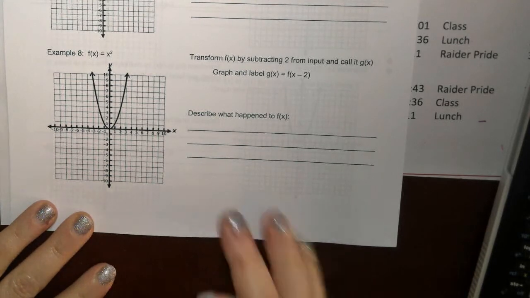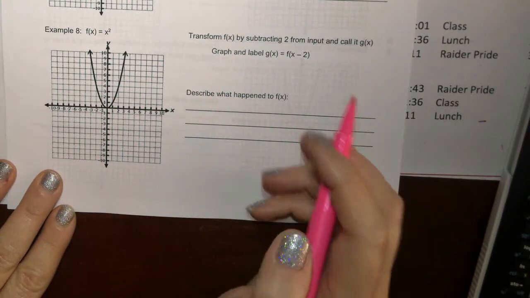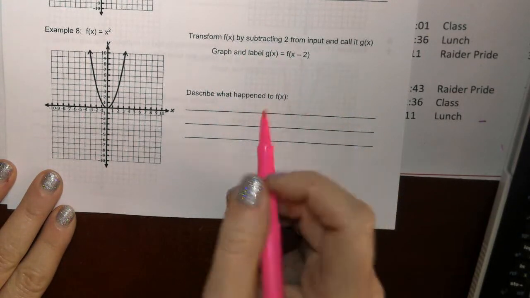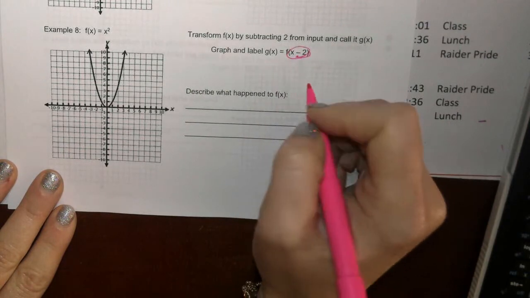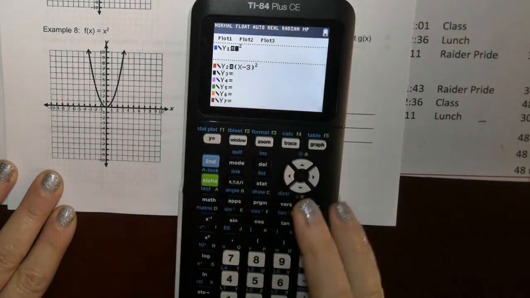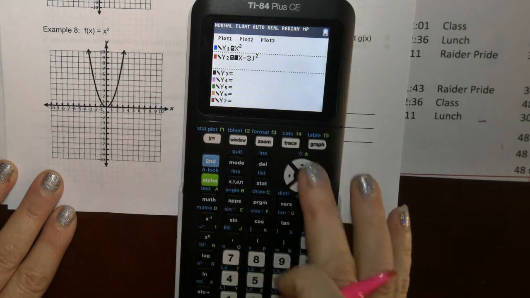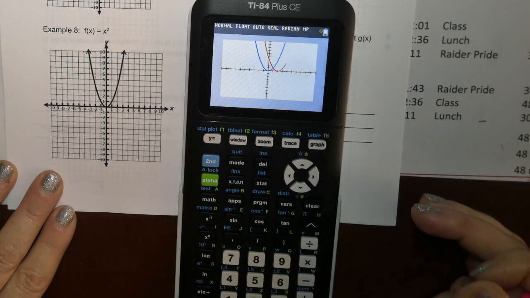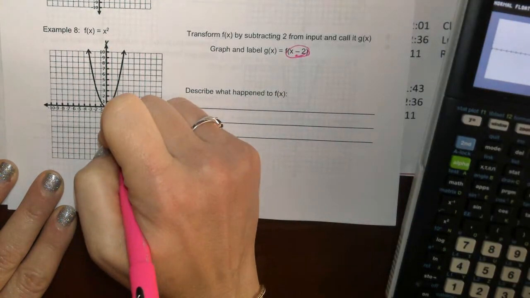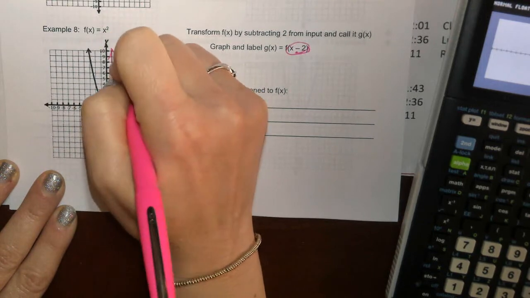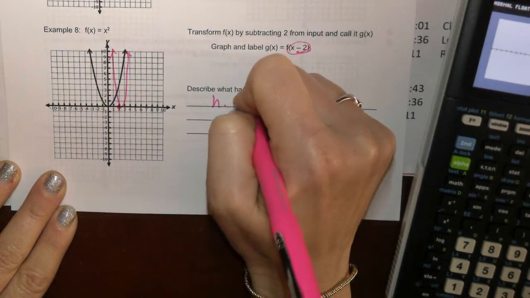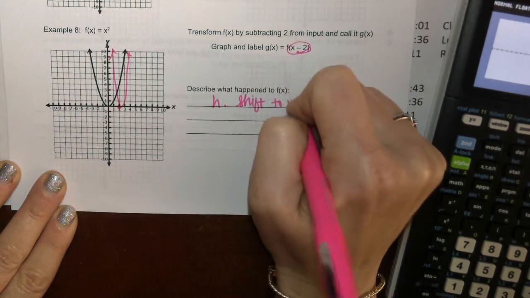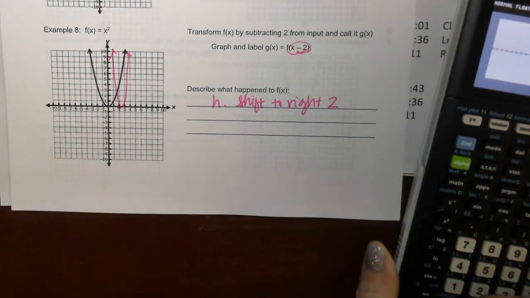Okay, so let's look at number 8. This time we're going to subtract 2 from the input. So now we're still subtracting here, but now it's 2. So y equals, and now we're going to use x minus 2. We're going to graph that. There's the parent. There's the new one. Now it's shifted to the right 2. Okay, a horizontal shift to the right 2 places. Okay? All right. So the next page.